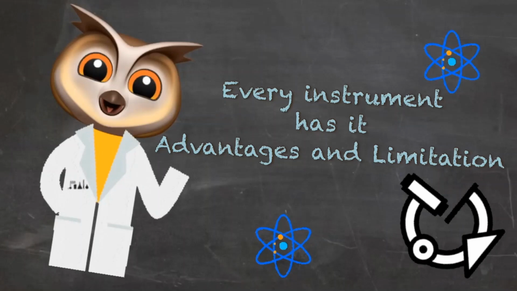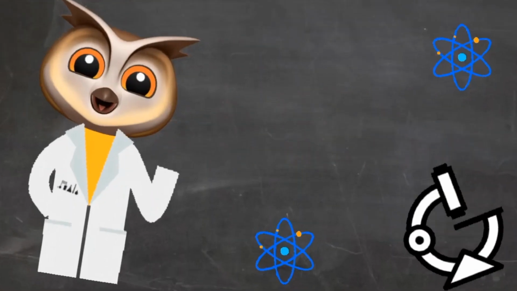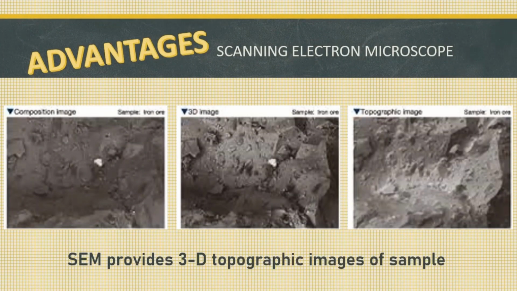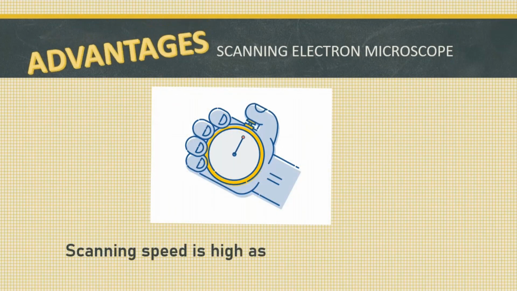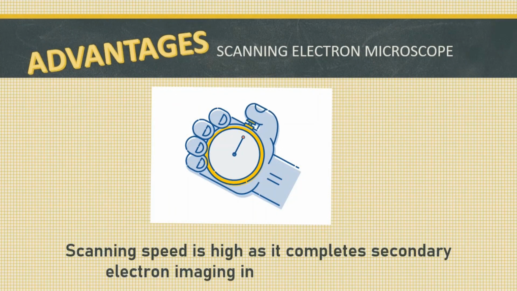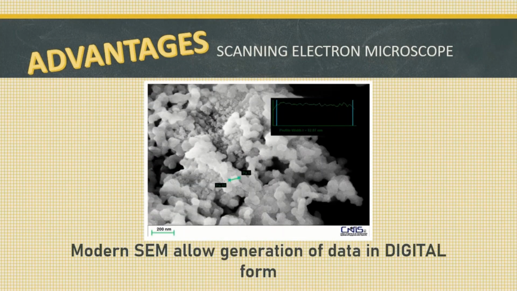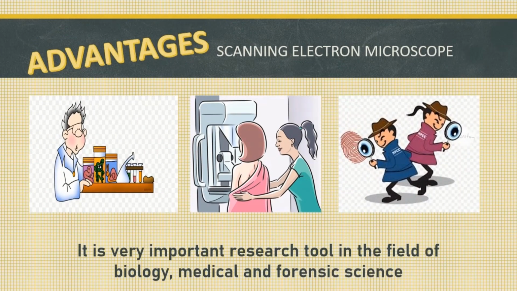Every instrument has its advantages and limitations. So what are the advantages of SEM? From a scanning electron microscope, we can get a 3D topography image of the sample. The scanning speed is high, as it completes secondary electron imaging in less than 5 minutes. Modern scanning electron microscopes also allow generation of data in digital form. It is a very important research tool in the fields of biology, medicine, and forensic science.